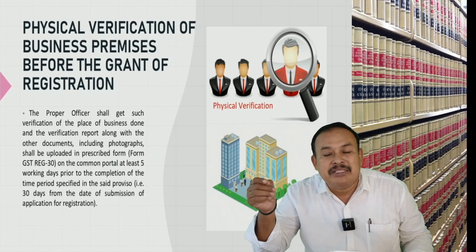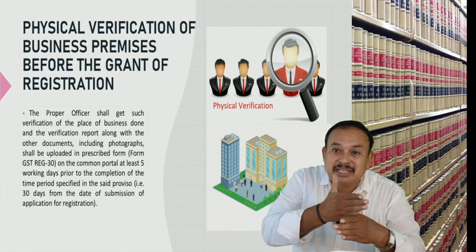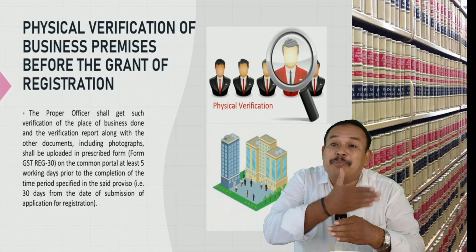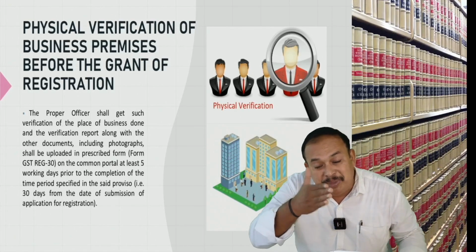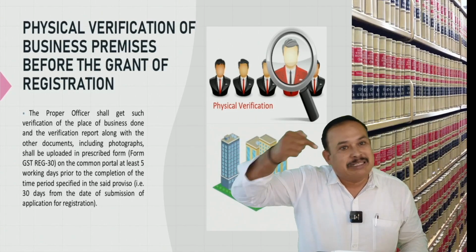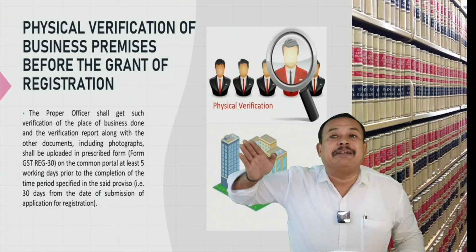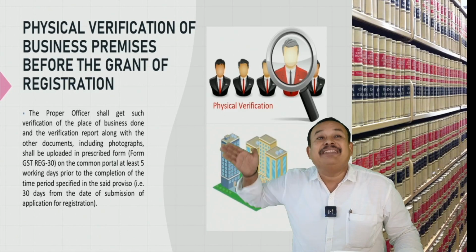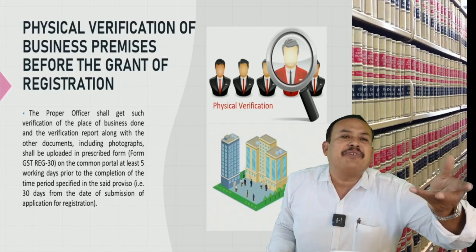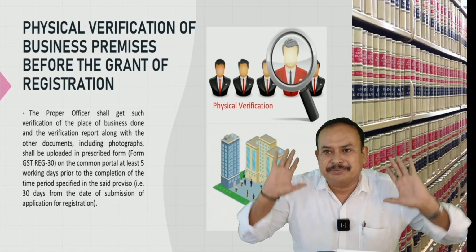What does the period prescribed mean? The 30 days period, which is reckoned from the date of making the application. In the case of a show cause notice issued, the reply is received by the department within 7 days. After receipt of the reply, from the date of reply, 30 days. So when the 30th day is going to end, before that date, at least 5 days before that, you upload it. Then, if you are satisfied, grant the registration.